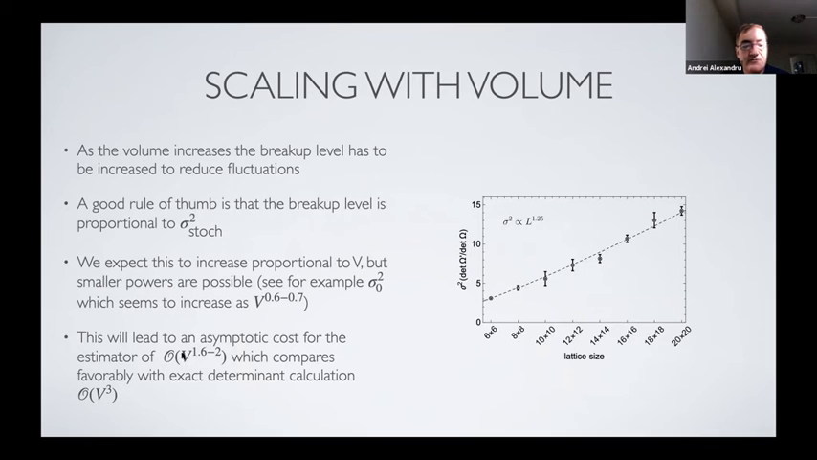There is a power of V already in the calculations of the estimator, because all calculations are proportional with the volume. Multiplications of matrices that are sparse, vector matrix multiplication, are only proportional with the volume. So there is another factor of maybe a volume coming from the breakup level. In any case, we expect that asymptotically, this method would outperform the exact determinant calculation, since the exact determinant calculation actually scales as the cube of the volume. And that's pretty much all I wanted to talk about.